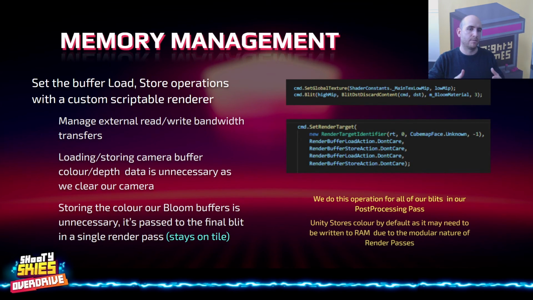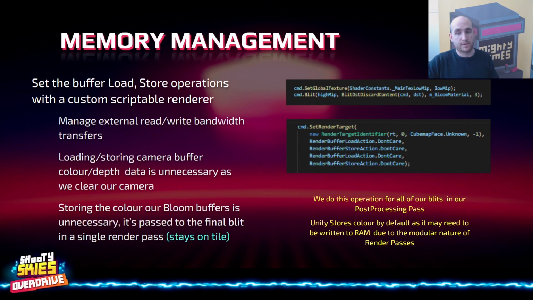Because they're getting rendered with the final blit in a single render pass, we don't actually need to store any of the data on our bloom buffers, so we can tell Unity not to care about it at all. In the code over here, for basically every blit that we do, we set our render buffer actions to don't care, don't care, don't care, because we don't need to store that color and we don't need to read from that color in pretty much any instance.